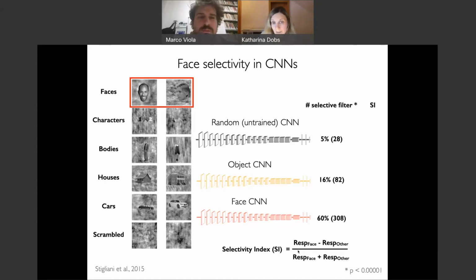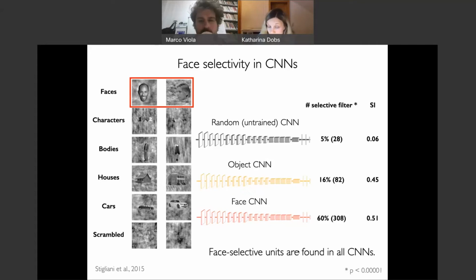So we quantified those significantly selective filters in terms of the selectivity, and we found that selectivity in the random CNN was actually pretty low, meaning that they consistently responded more to faces than to the other categories, but it seems like the overall difference was pretty small. For the object CNN, the difference got much bigger. It was 0.45. And for the face CNN, we found the maximum selectivity. Interestingly, not too far from the object CNN, suggesting that just purely detecting faces is something that the object CNN can already do pretty well. So face selective units are actually found in all CNNs.